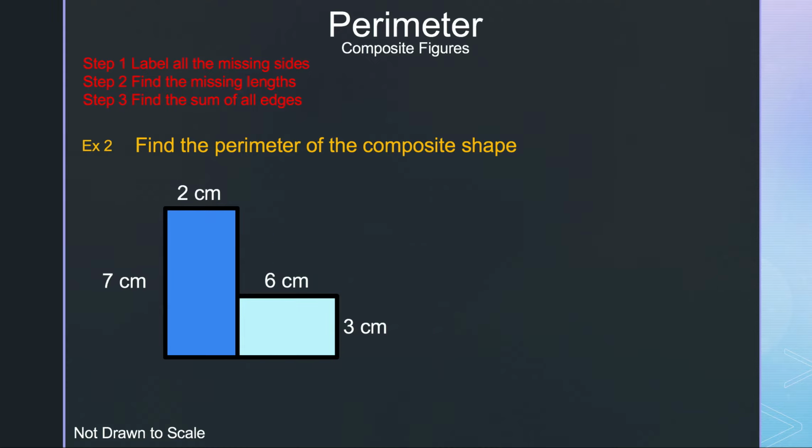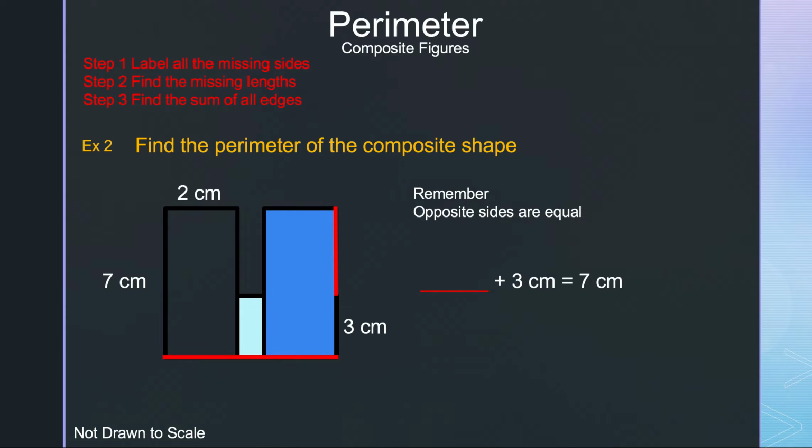Now let's take a look at another example. So let's go ahead and do step 1, label all the missing side lengths. Step 2, find the missing side lengths. And now we can see that we've moved this rectangle over here so that we know that this is missing, and we know this we know, and that is once again opposite of 7, and so therefore they are equal because they are rectangles. And missing plus 3 is equal to 7, so our missing is 4 centimeters.